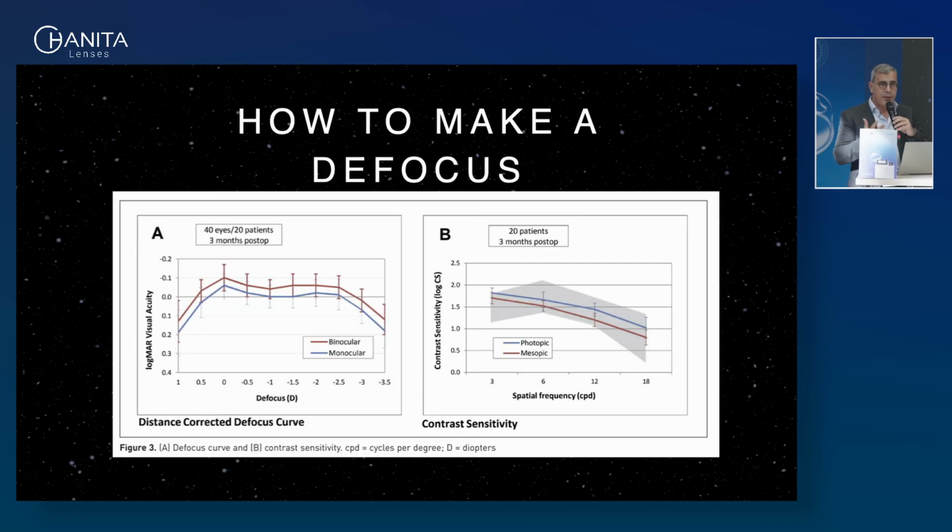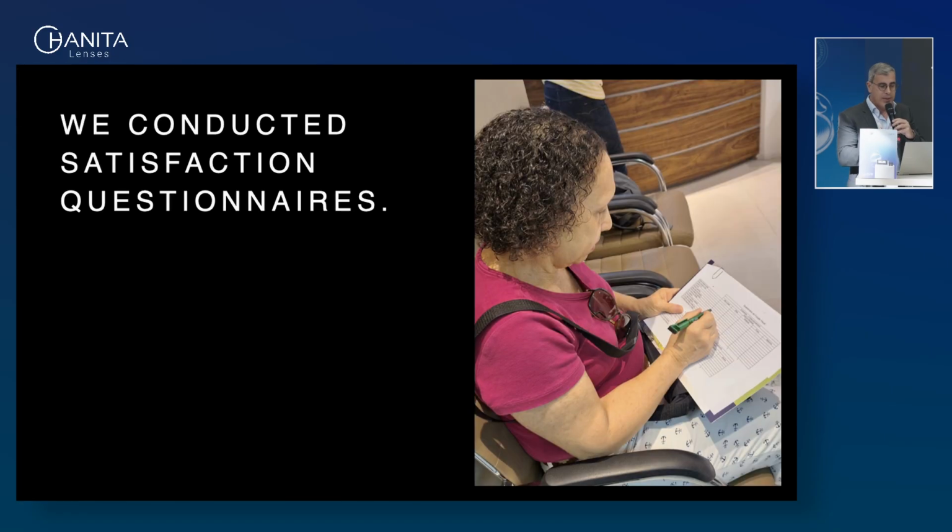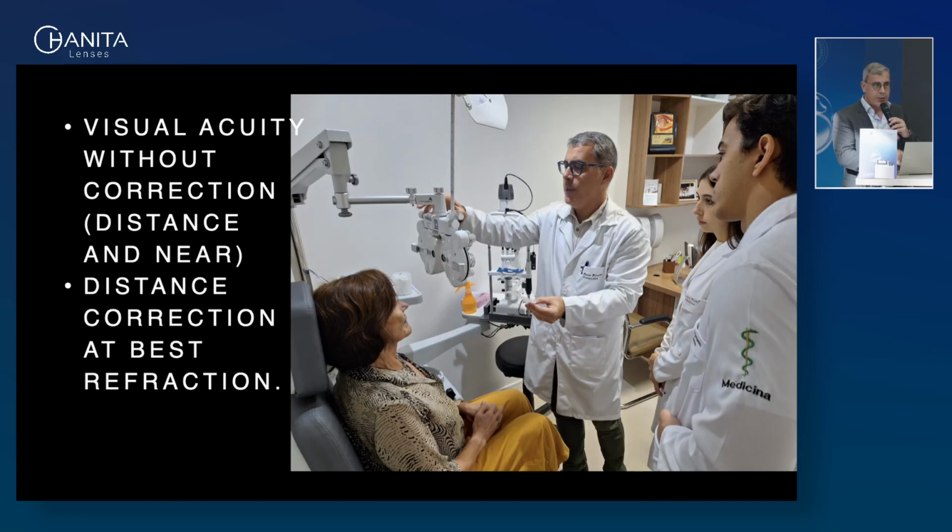And first, what is a defocus curve? As the professor showed us, the defocus curve is a graphical representation of the visual acuity across a range of distances, and we measure it like this. I put together the patients with the same IOL. We conduct some satisfaction questionnaire so my staff can be aware of how good the lens is. And then I measure the visual acuity without correction for distance and for near, and I perform the best corrected vision so I can put it in this chart right here.